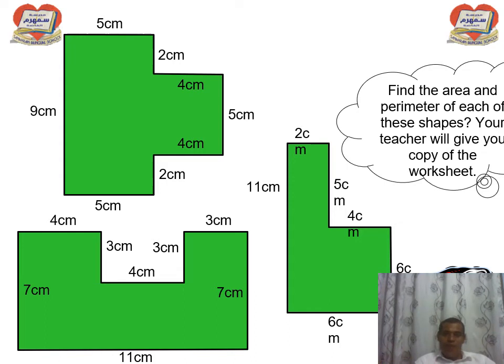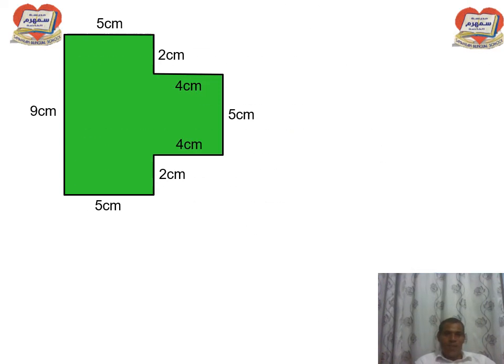If you would like to find the area and the perimeter of each of these shapes, your teacher also will give you this kind of worksheets. Okay, here we have 5 centimeter plus 2 centimeter plus 4 centimeter plus 5 centimeter plus 4 centimeter plus 2 centimeter plus 5 centimeter plus 9 centimeter. This one gives what? Gives you the perimeter.